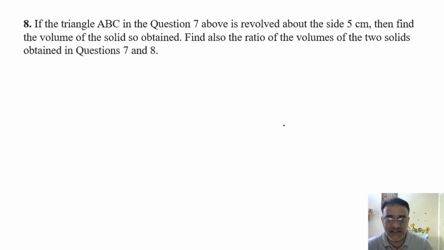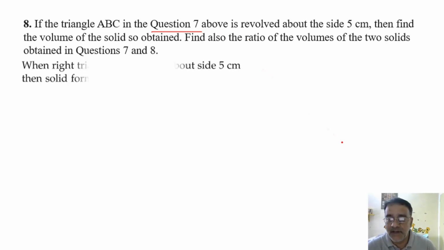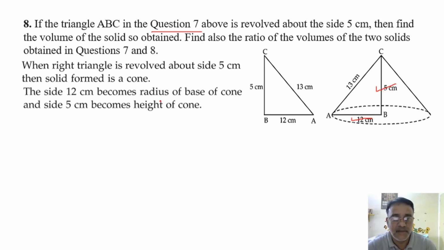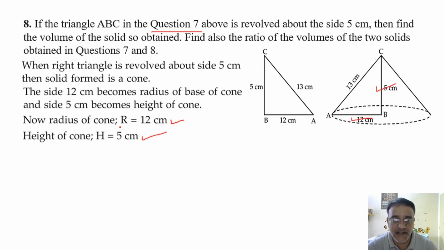Same question. This is the continuation of question number 7. When we revolved about 5 centimeter, we are getting a cone again, but in this case the height is 5 centimeter and the radius is 12 centimeter. Okay, height is 5 centimeter and the radius is 12 centimeter. We are taking capital R and capital H.